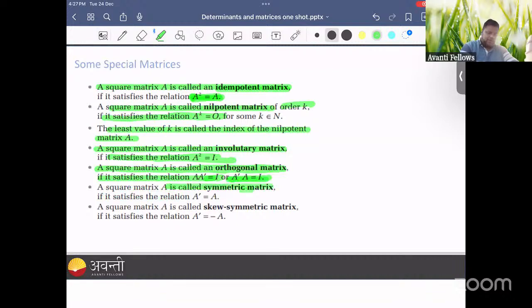Symmetric matrix, I have already told you. A square matrix is called a symmetric matrix if A transpose is A. It is called a skew symmetric matrix if A transpose is minus A. Got it?